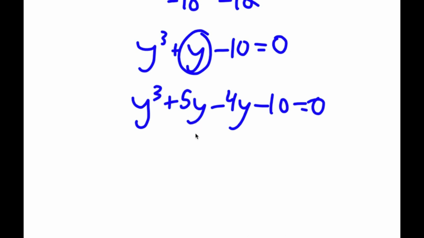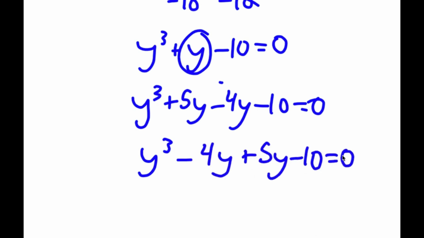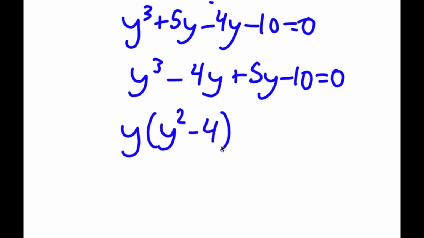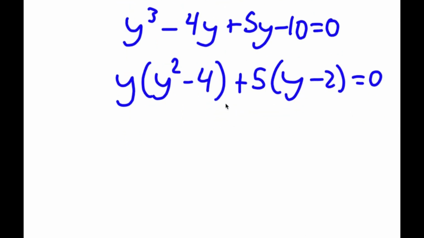And now I'm going to switch these places and switch the order, sorry. So now I have y to the power of 3 minus 4y plus 5y minus 10 is equal to 0. Now from here, from y to the power of 3 minus 4y, I'm going to factor out y. So I get y times y squared minus 4, plus from 5y minus 10, I'm going to factor out 5. So I'll get 5 times y minus 2 is equal to 0.